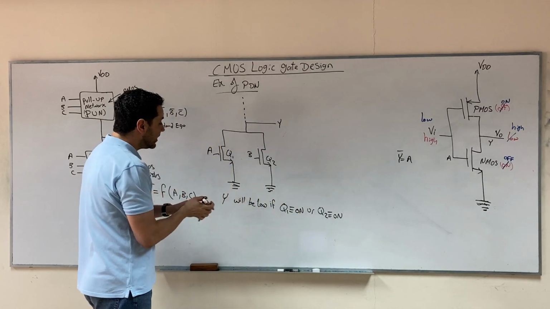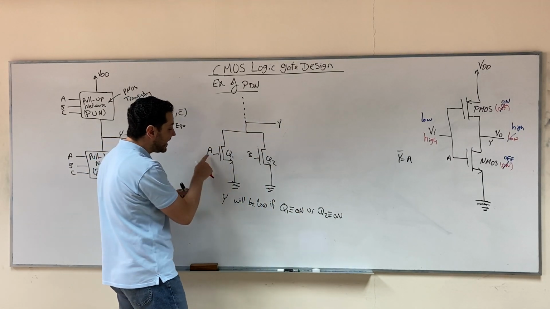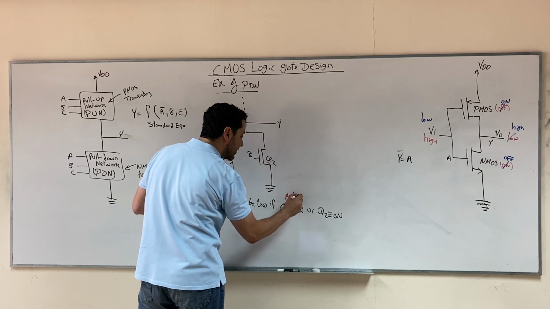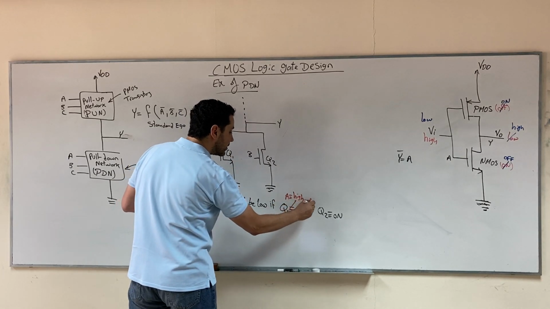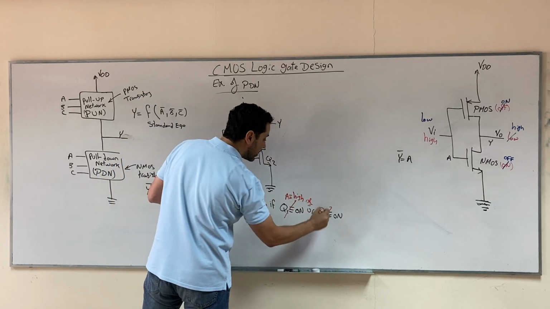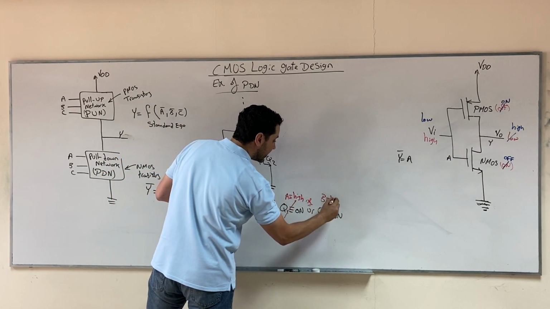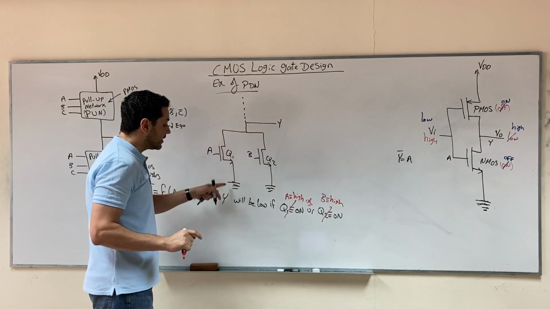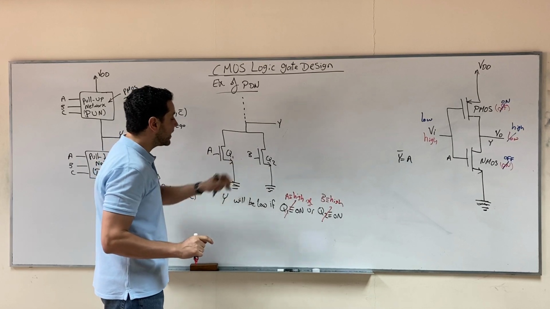But Q1 is on when A is high. So if A is high, or Q2 will be on if B is high. So or B is high. So we say that Y will be low. Y will be connected to ground if A is high or B is high.